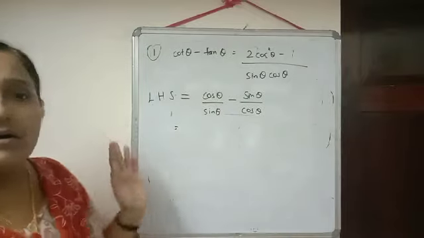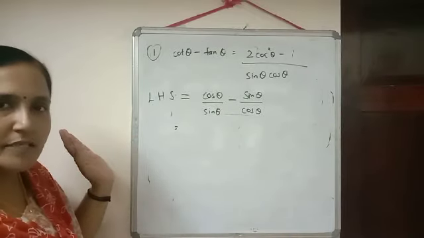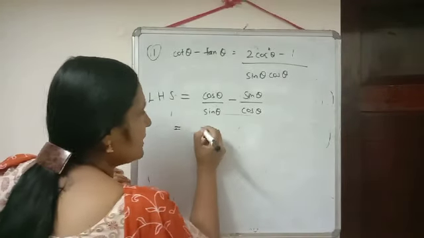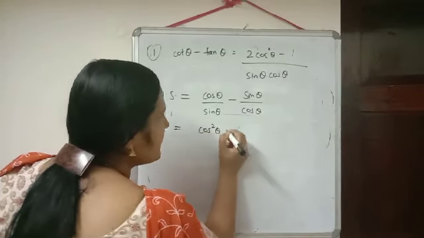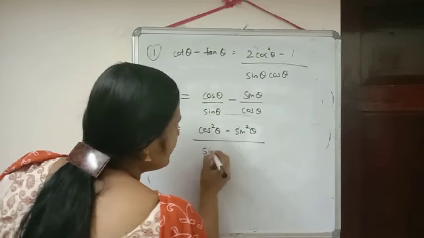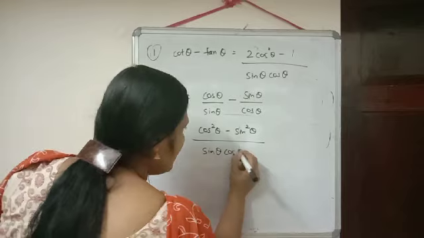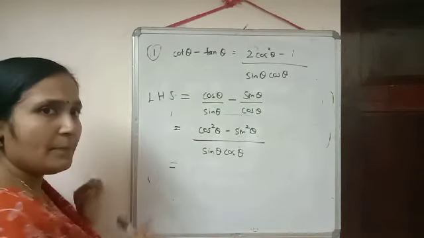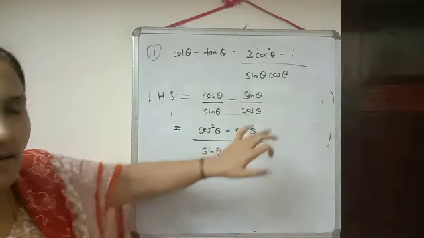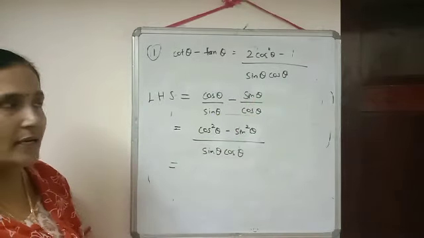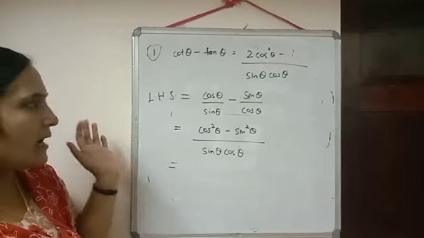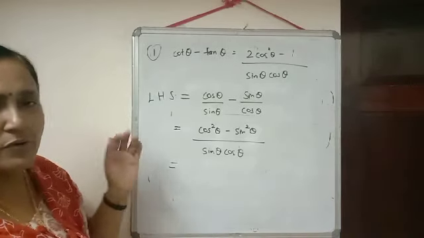Now cross multiplication, because other options are not there. So we are going to do the cross multiplication. Then we will get here cos square theta minus sin square theta by sin theta into cos theta. Now just to check what we need in the proof. In the proof, in the denominator we need sin theta cos theta. That we got here. Then in the numerator we want only cos square theta. Sin square theta we don't want there.